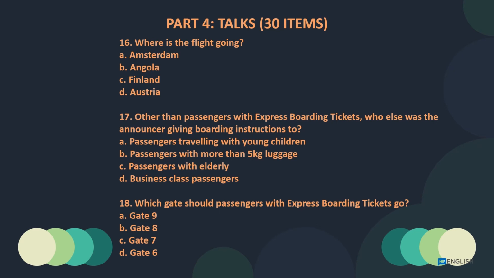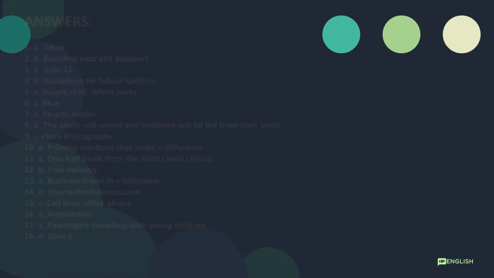Question number 17. Other than passengers with express boarding tickets, who else was the announcer giving boarding instructions to? Question number 18. Which gate should passengers with express boarding tickets go to?